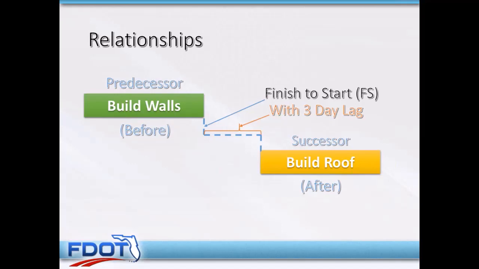Okay, Captain Obvious just flew into the room, and the predecessor activity is the building of the walls because it happened before, and the successor event is the building of the roof because it happened after. You'll hear about predecessors and successors a lot in critical path method scheduling.